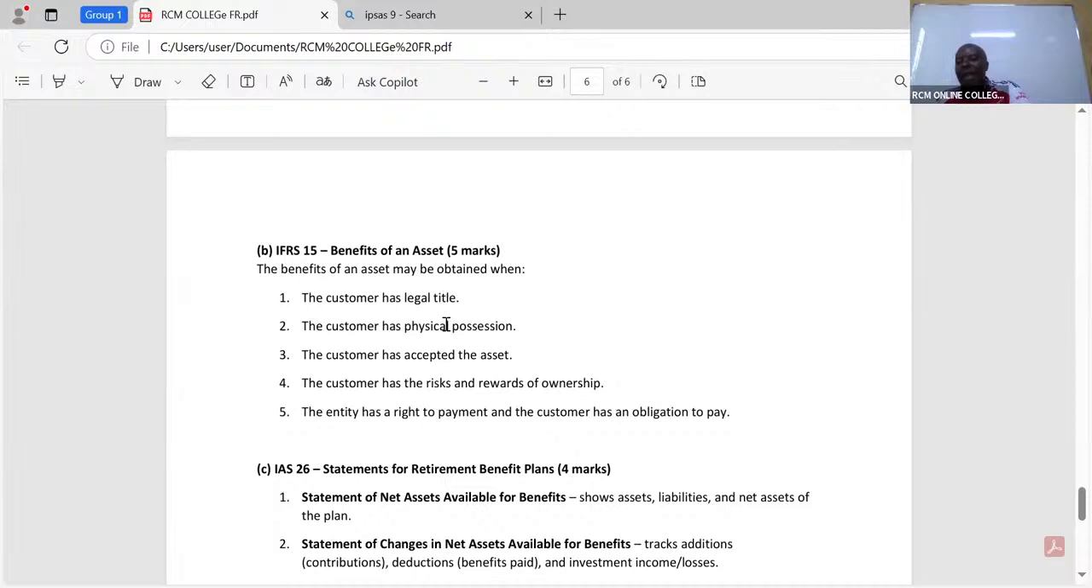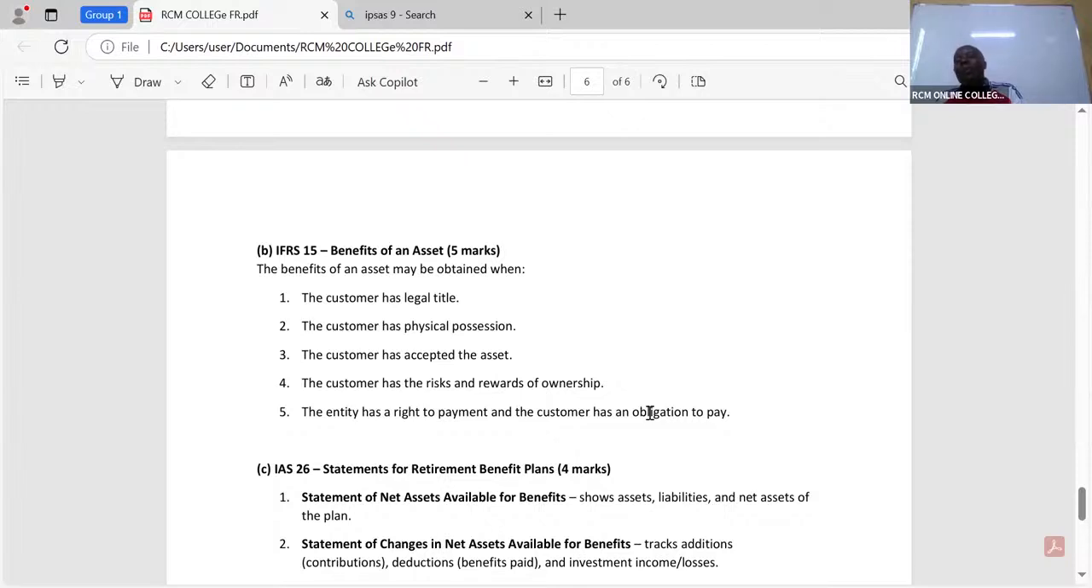The customer has physical possession. I have a logbook and I'm the one who holds these cars. The customer has accepted the asset. The customer has the risks and rewards of ownership. So if this car is serving them very well, they get rewards, although at times it will also put you into danger, risk. The entity has a right to payment and the customer has an obligation to pay.